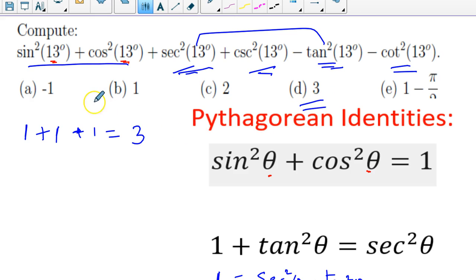That's all. So if you look at the problem, it appears so complicated. But if you remember your identities and make use of those identities, you can solve it like this.